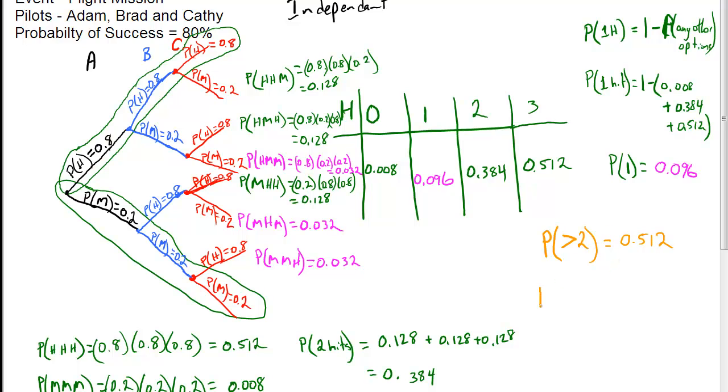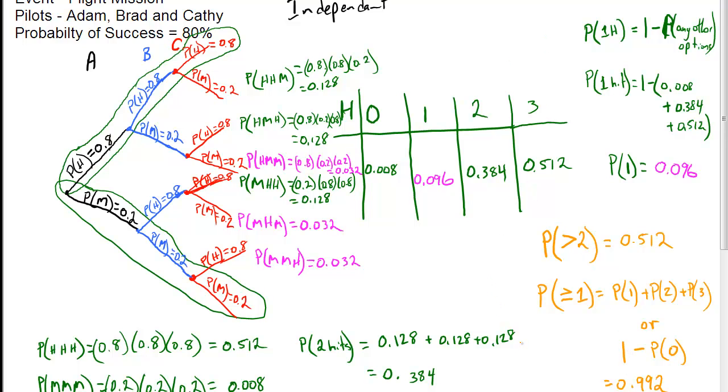That one's pretty straightforward. The probability of at least 1. So at least 1 means bigger than or equal to 1. So that would be the probability of getting 1 hit plus the probability of getting 2 hits plus the probability of getting 3 hits. Or that could be 1 minus the probability of getting no hits. This would be the complement again. Either way, you get 0.992 as the probability of getting at least 1 or greater than or equal to 1 hit.